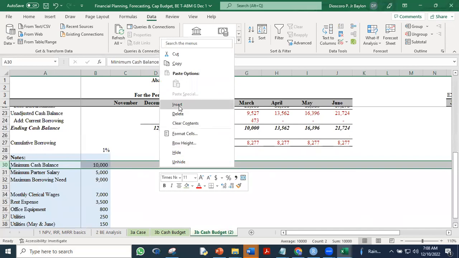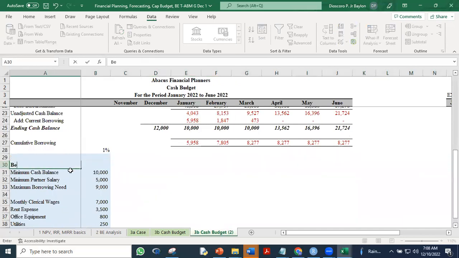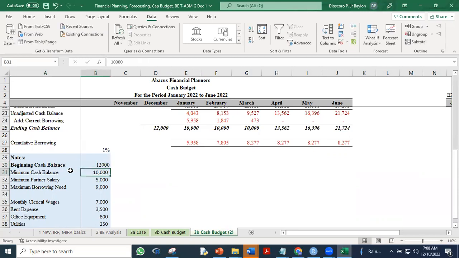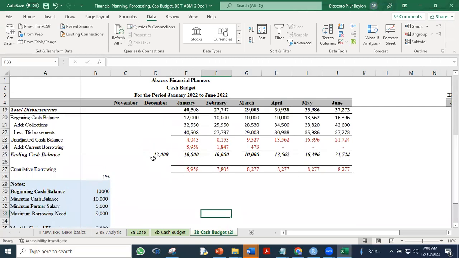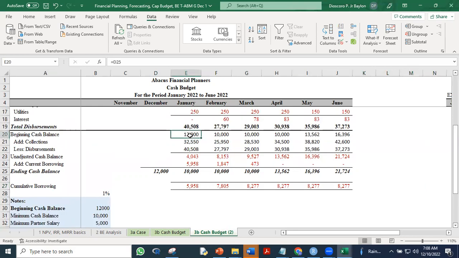Let's insert something here. And then beginning cash balance, 12,000. So this is equal to 12,000. There. That will be our ending cash balance for December. This is given. Otherwise, the others are formulas. So let's continue. Our beginning cash balance will be equal to the ending cash balance of the previous month. So this is just carried.